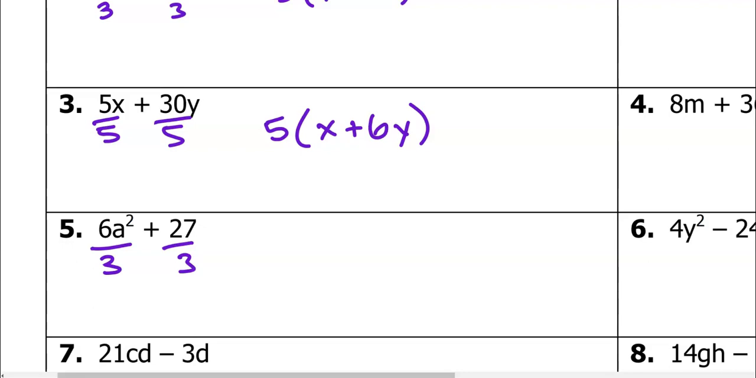Okay. All right. What is 6 divided by 3? 2. I still have a squared. And what's 27 divided by 3? 9. Good.